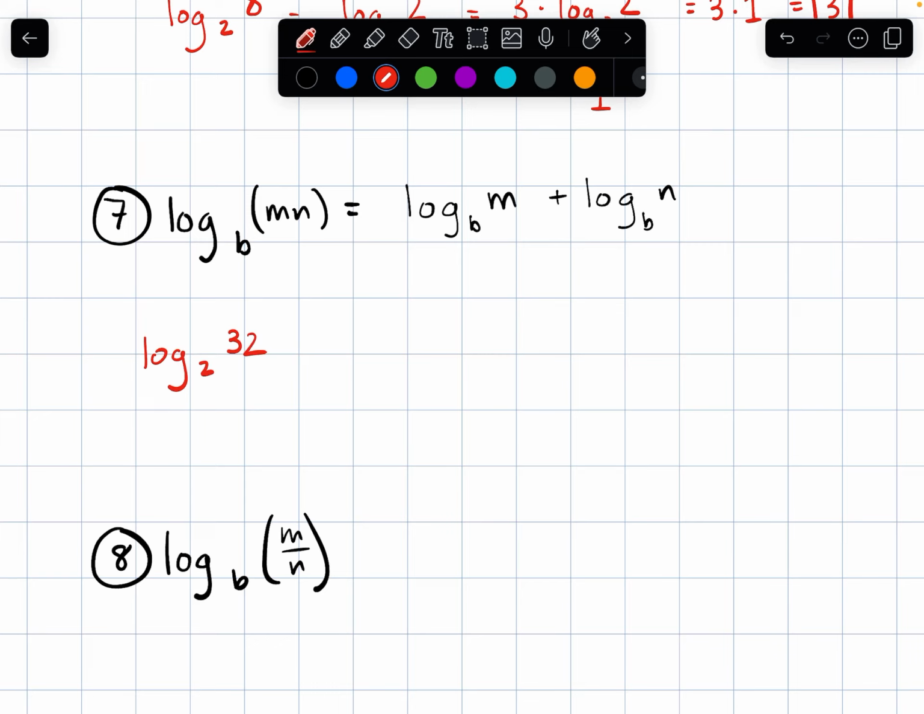All right, so again, we know the answer here should be 5, right? 2 to what power is 32? Well, 2 to the 5th power is 32. So we know the answer is 5 here, but let's try to use this product property to see if this is actually a true statement.